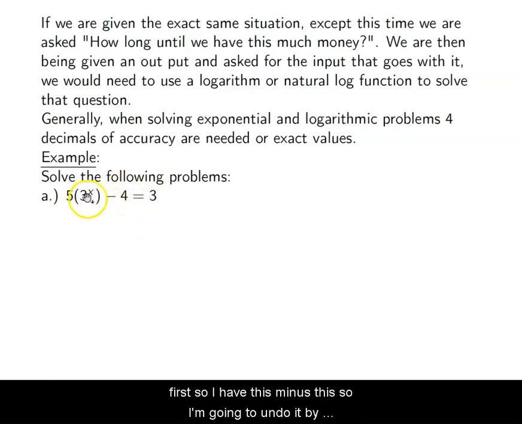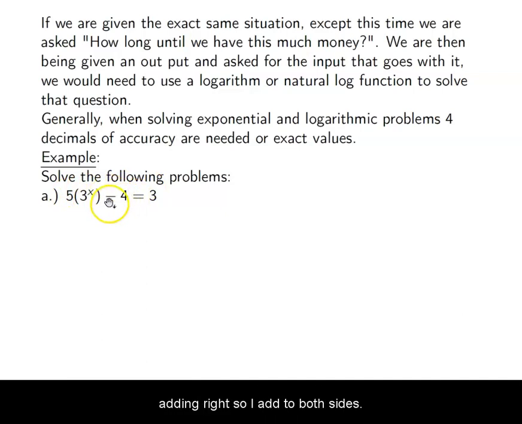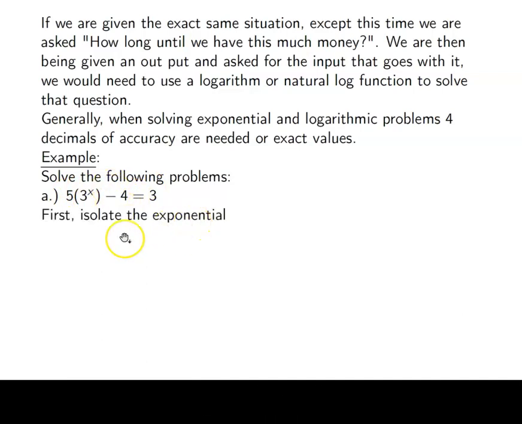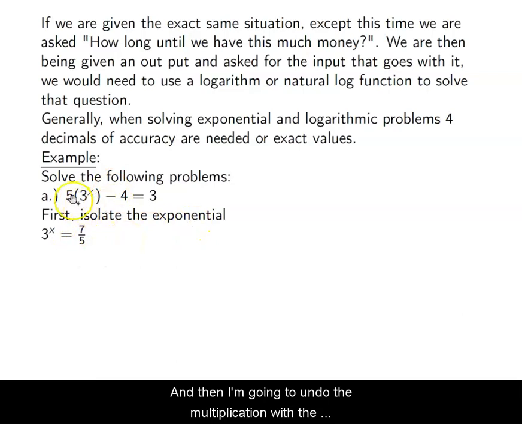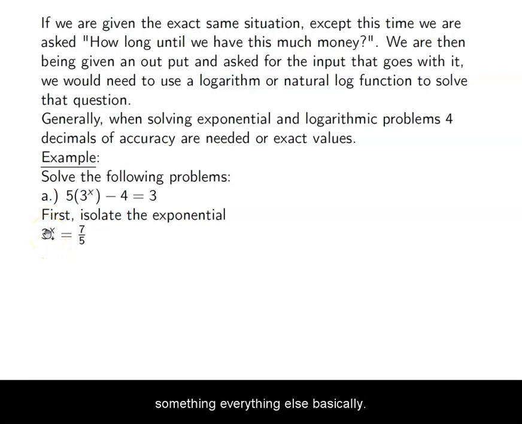So I have this minus this, so I'm going to undo it by adding, right? So I add to both sides. And then I'm going to undo the multiplication, which is the next thing when you go backwards along the PEMDAS line. So then I divide by 5. So I add 4, divide by 5, and I get my term that has the variable in it equaling everything else, basically, okay?